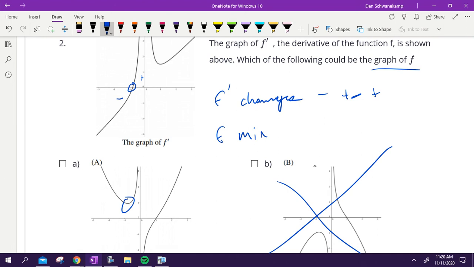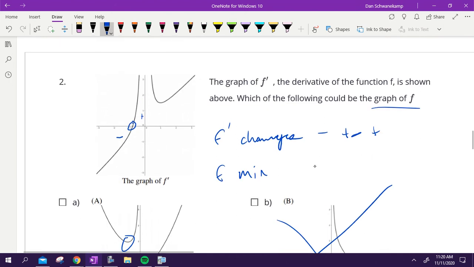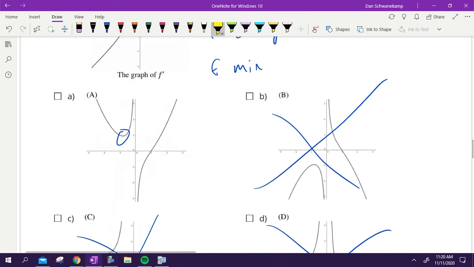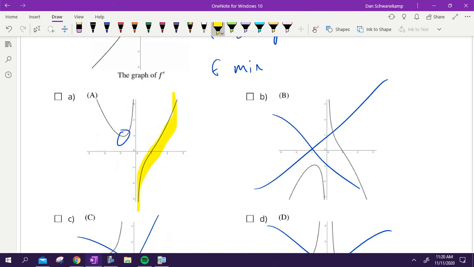Okay, there's other things you could look at. For example, here F prime is all positive. If F prime is positive, that means F is increasing. You could look for other things like that as well. Questions on the graph?